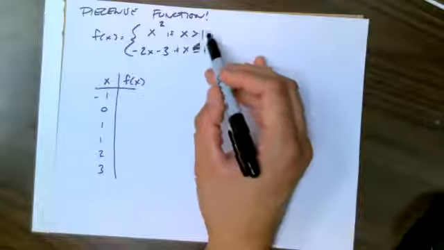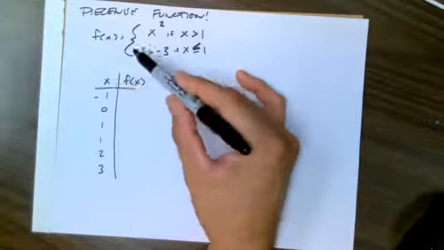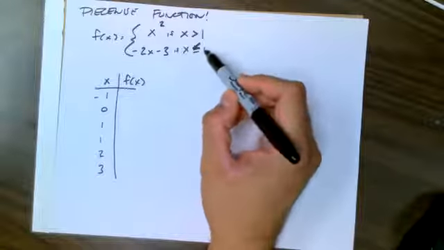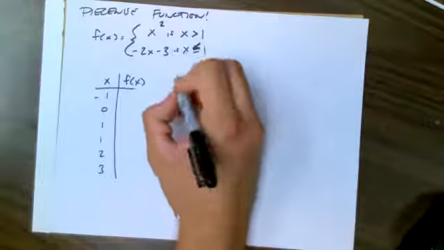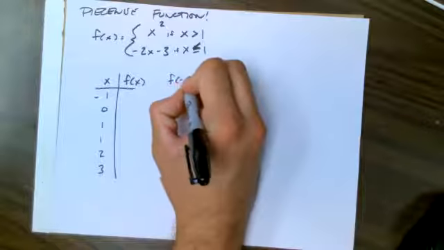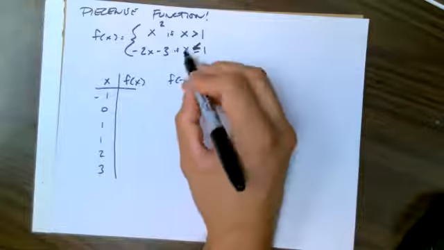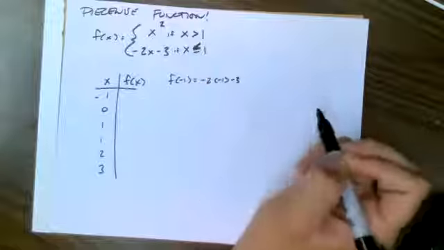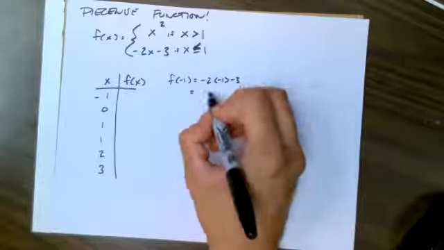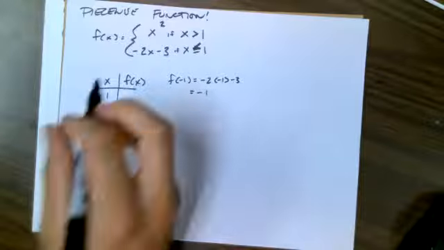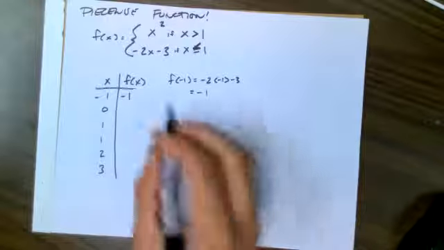Okay. So for negative 1, look, x is negative 1. If x is greater than 1, I would use this function. So since x is not greater than 1, I need to use the other function, right? X is less than or equal to 1. So I'm going to use the bottom function for negative 1. If I plug in negative 1, I wind up with positive 2 minus 3. I wind up with negative 1.